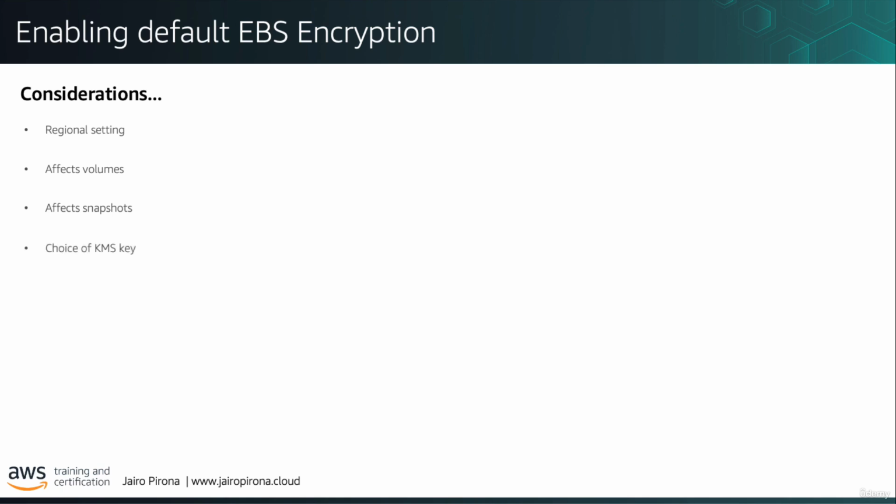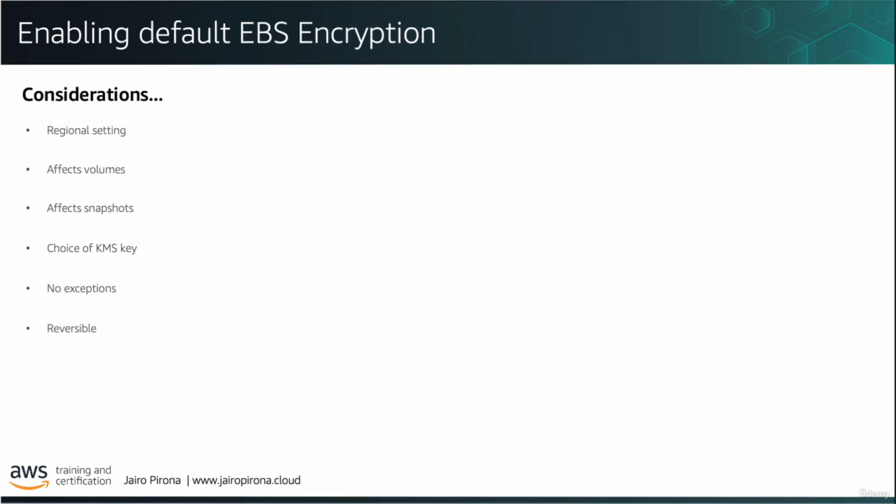From an encryption standpoint, you can choose to use either the AWS managed KMS key or your own customer managed key. And, once enabled, there are no exceptions in that region. You cannot create a new unencrypted volume. Of course, it is possible to disable the default encryption after you have enabled it. So, let's take a quick look in the console at how we would do this.